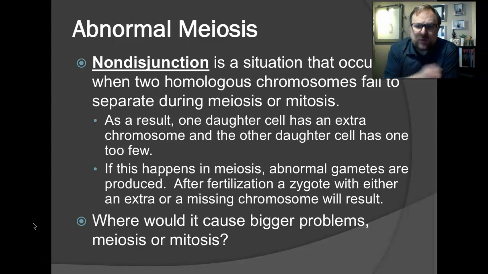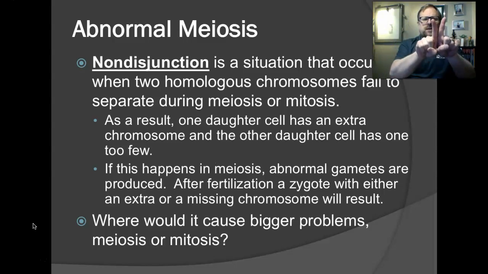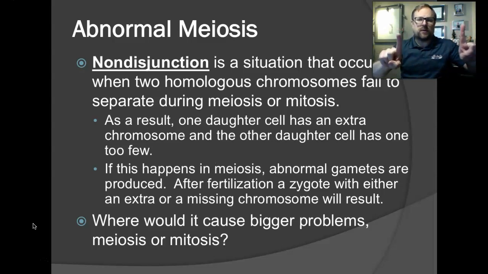So let's first talk about this idea of nondisjunction. Nondisjunction is a situation that occurs when 2 homologous chromosomes fail to separate during either meiosis or mitosis. In mitosis, you've got your paired sister chromatids, and normally in anaphase, they get wrestled apart from each other and end up being separated. Well, if for some reason they don't get wrestled apart and both of them head to one side, nothing heads to the other side, and so we end up with an abnormal division.